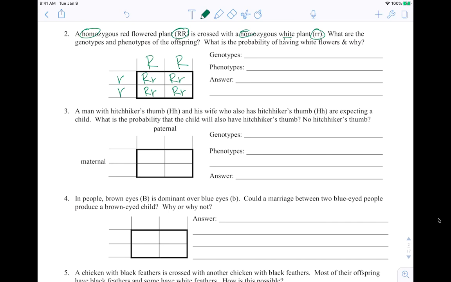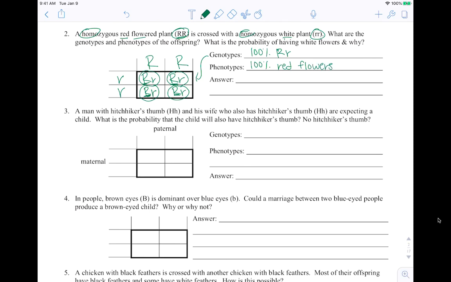The genotypes are referring to the letters. Inside of the box, we have 4 separate boxes, and we have 4 that are all identical. So we're going to put 100%, 4 out of 4. So 100% of the genotypes are big R, little r. And then the phenotype is what it looks like. Because we have a dominant trait in all of these, we know that 100% of them are going to show the dominant trait. In this case, the dominant trait is a red flower. So the phenotype is going to be 100% red flowers.